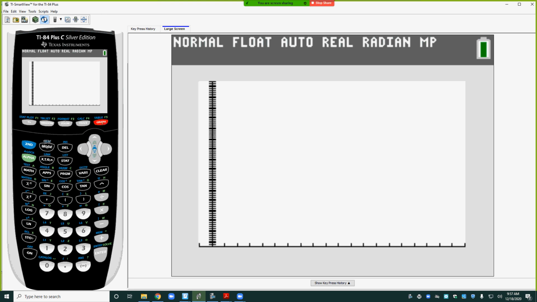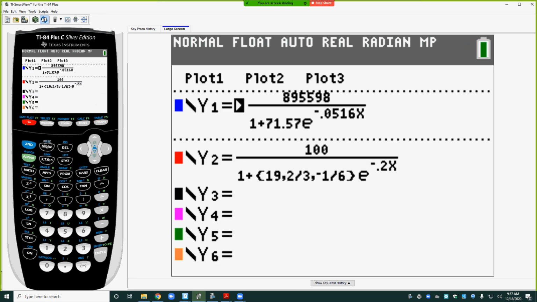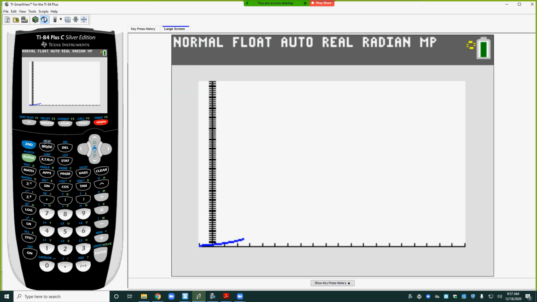And why is it not graphing? Did I not turn the equation back on? Oh, yeah. So there's my population of Alaska curve. There's that logistic curve that we should have expected when we saw the L minus LKT equation. You should be able to see the inflection point.